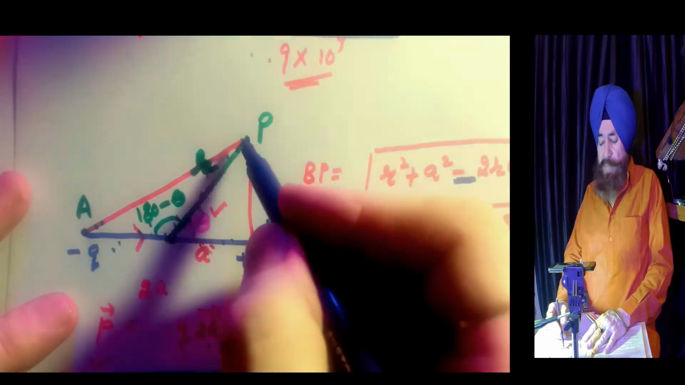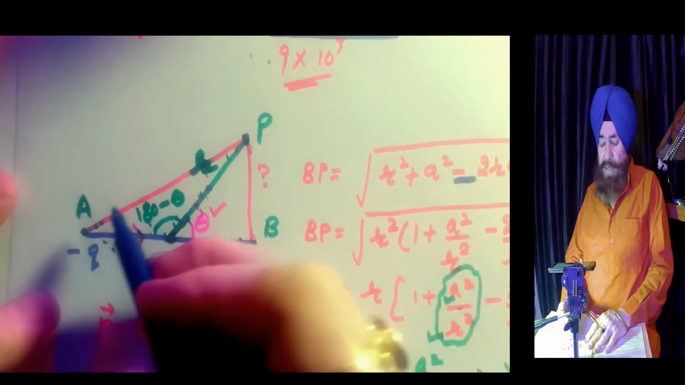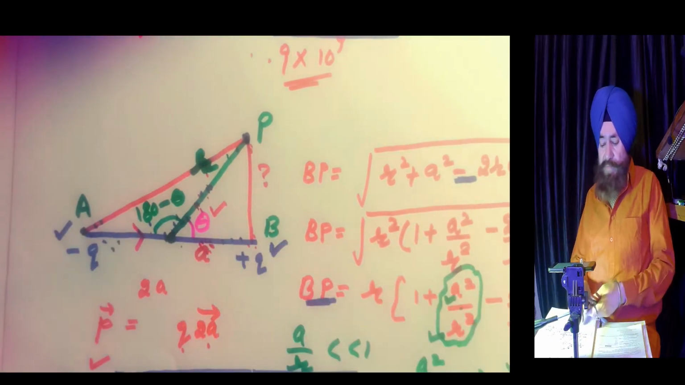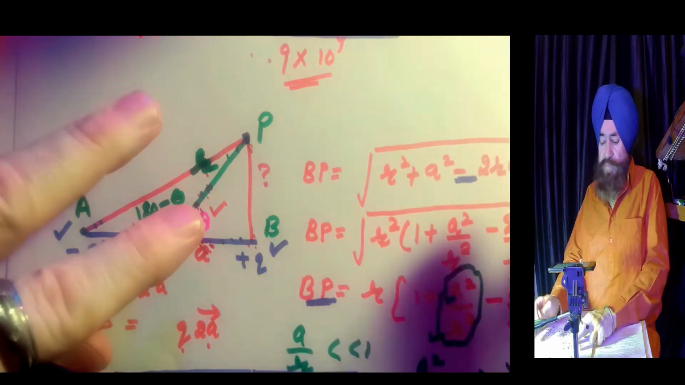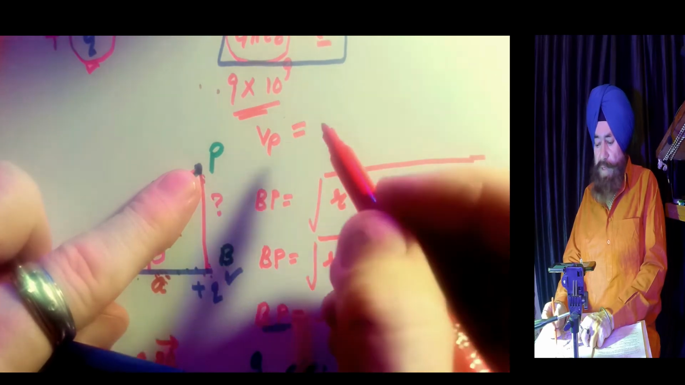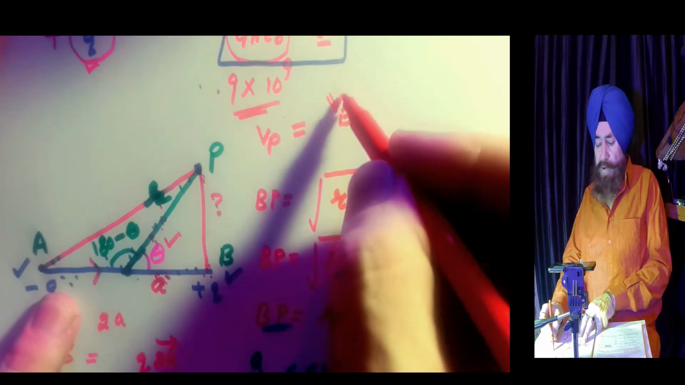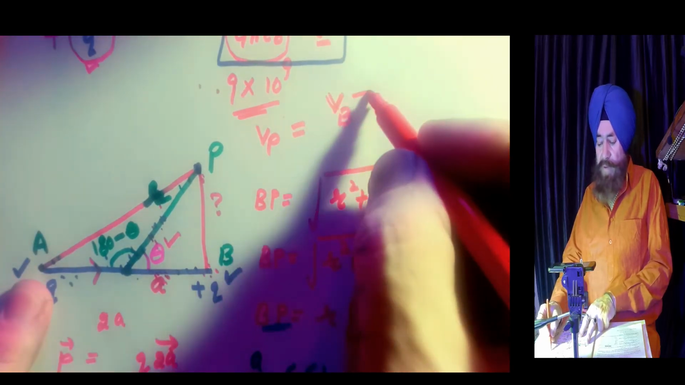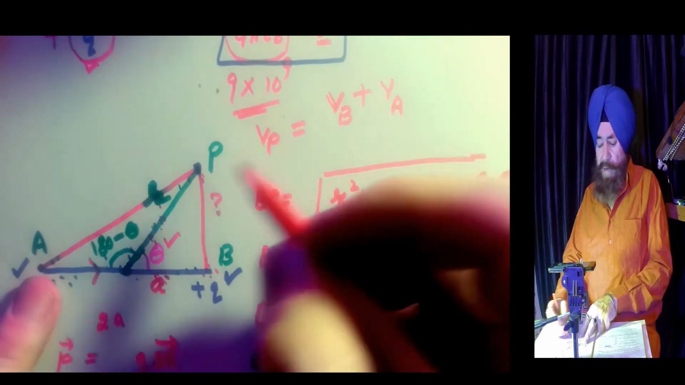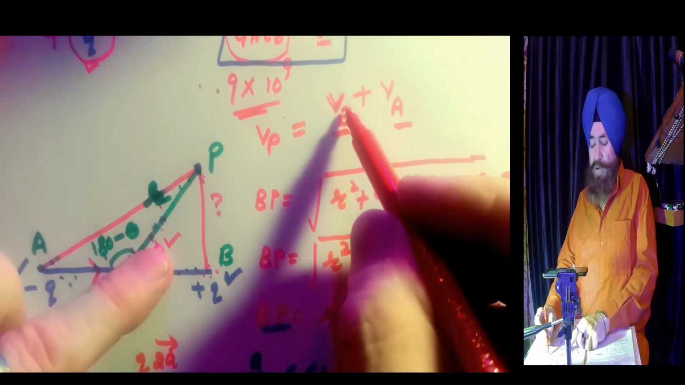Now I am going to write the potential here because of the dipole. So potential here is the potential due to this charge and the potential due to this charge. So potential at point P is equal to the potential because of the charge at B plus the potential because of the charge at A. So VB plus VA. Now what is VB?